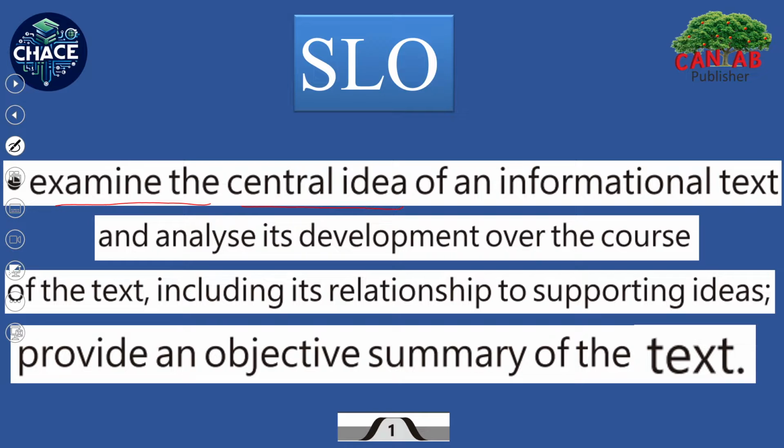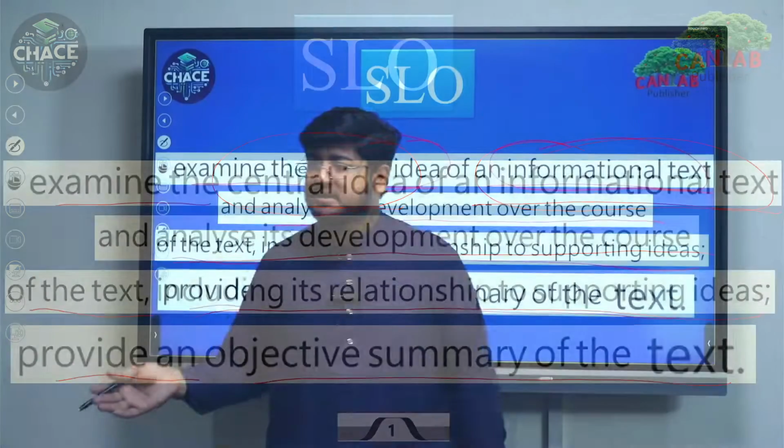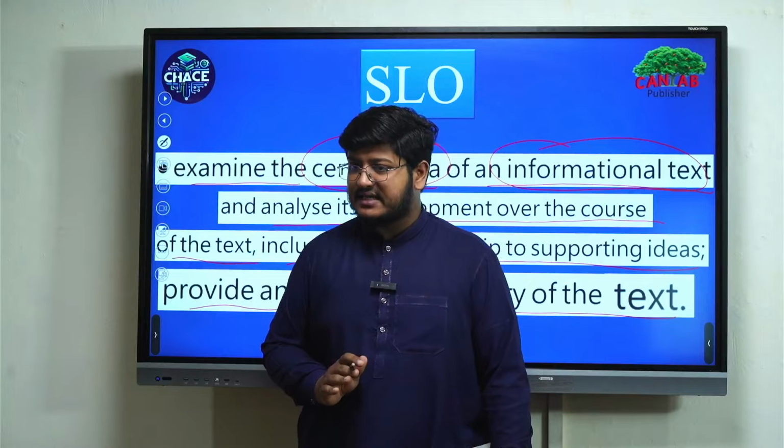Examine the central idea of an informational text and analyze its development over the course of the text, including its relationship to supporting ideas. Provide an objective summary of the text. So students, in this SLO we will focus on the central idea and informational text and how an informational text develops within the passages. Is that clear?